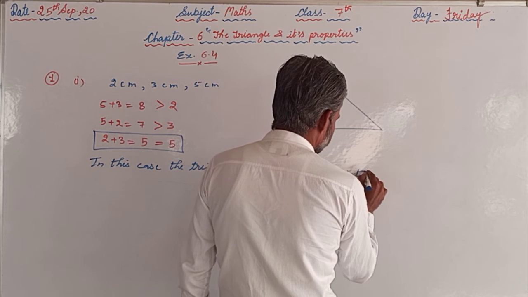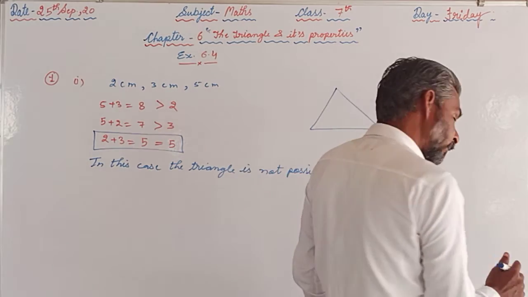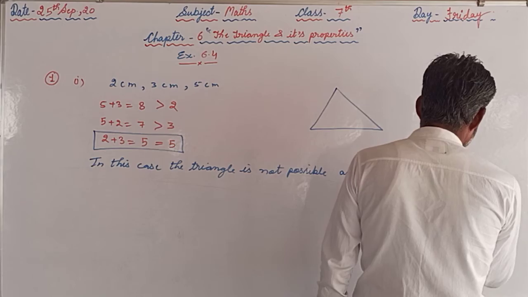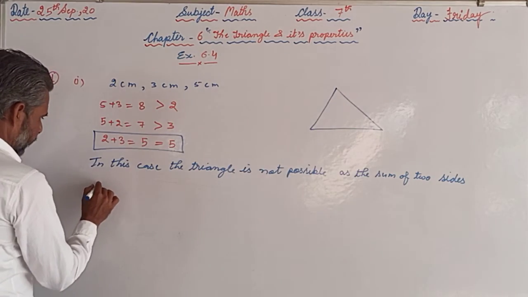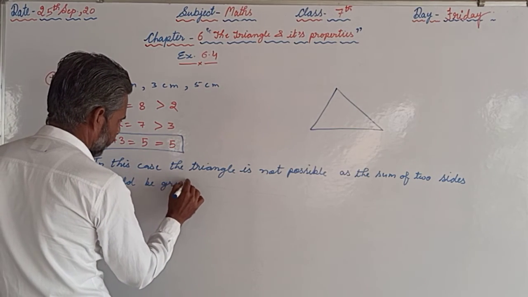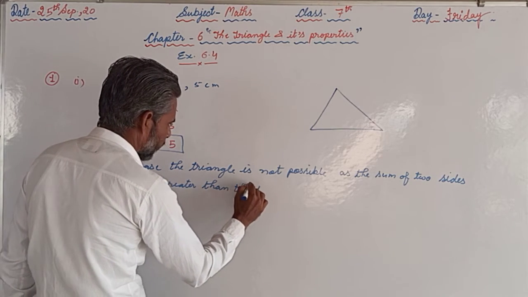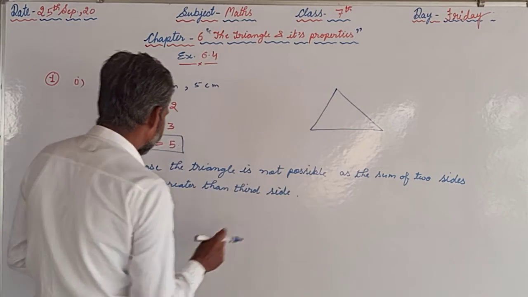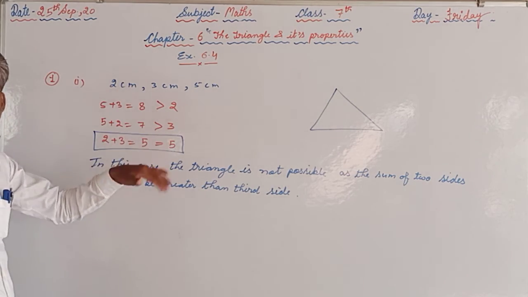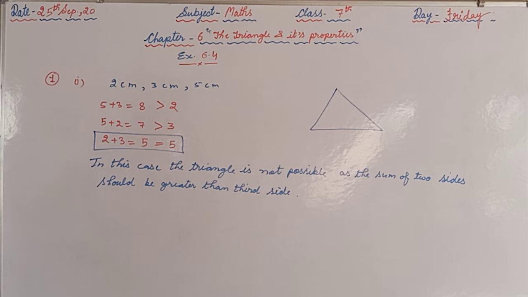as the sum of two sides should be greater than third side. दो side का sum third side से greater होना चाहिए, यहाँ पे equal है, that's why the triangle is not possible in this case. After that now we will see the part second.